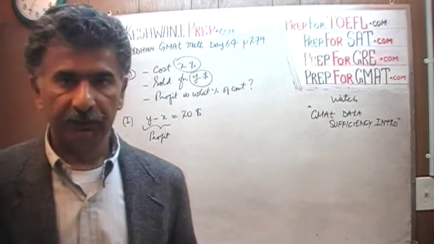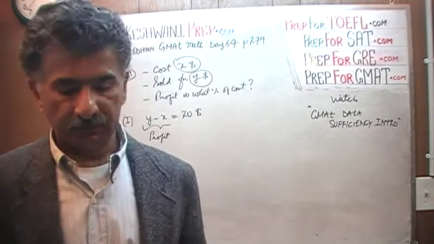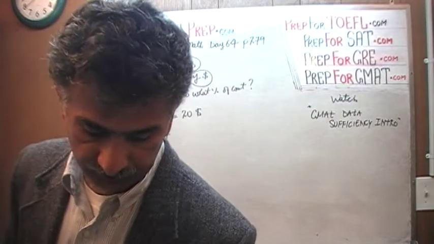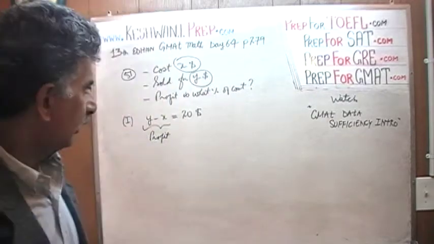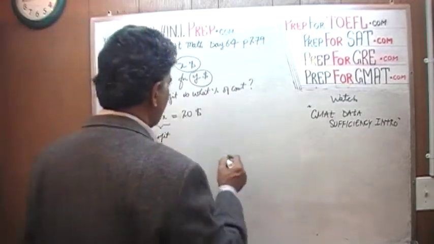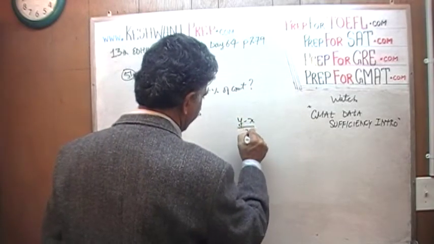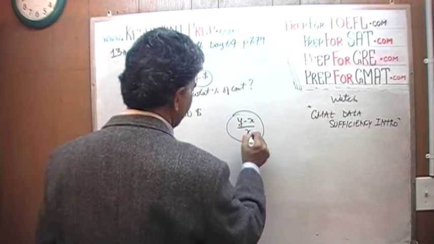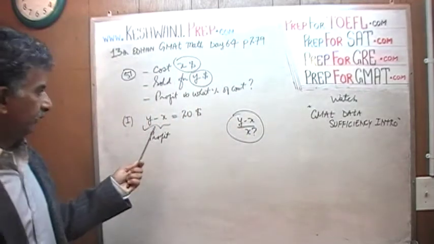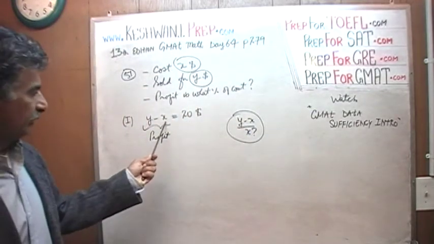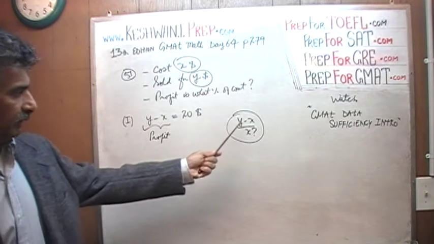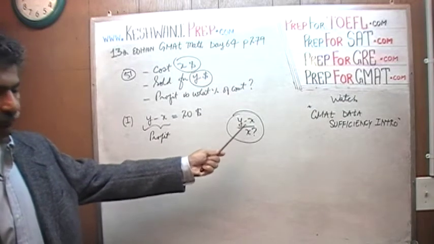So all we know here is that the profit is $20, but that's not what the question is asking us. The question is asking us, what is the profit as a percentage of cost? Profit as a percentage of cost, if this is our profit, y minus x, we need to divide that by x. And since we do not know the x from here, we know the difference is $20, but there is no way to figure out the value of x from here. And without that, we cannot figure out this fraction here.